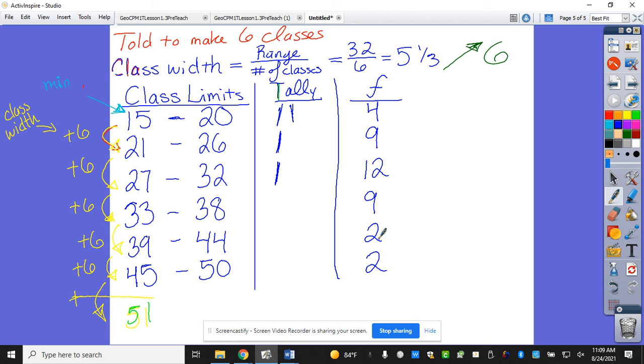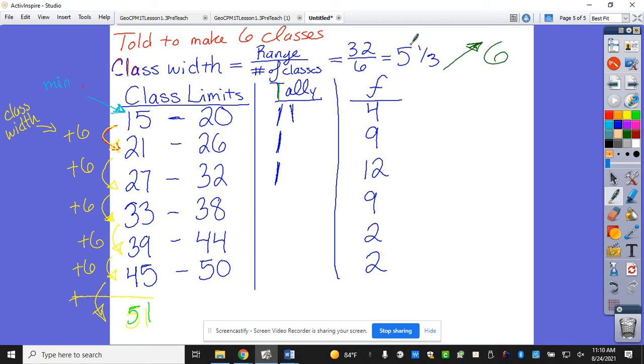So we just did tallies instead of going through the whole list, counting how many are between 15 and 20 and then writing it down. Tallies help. Some people will completely skip tallies, especially once I let you use your calculator, and that's fine.